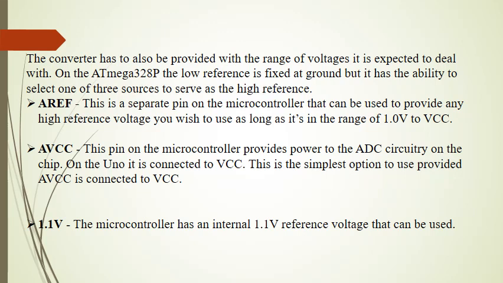One thing we have to make sure is that the AREF value should not exceed VCC. Then the next is the AVCC pin. What is this AVCC pin? It provides power to the ADC circuitry. It is the simplest option to provide the high reference value. In the UNO, we generally connect AVCC to VCC. And the last option we have is the 1.1 volt. This 1.1 volt is the internal reference voltage that can be used.